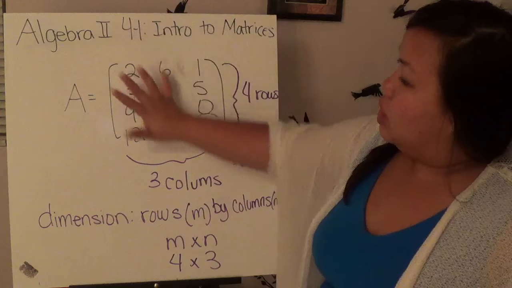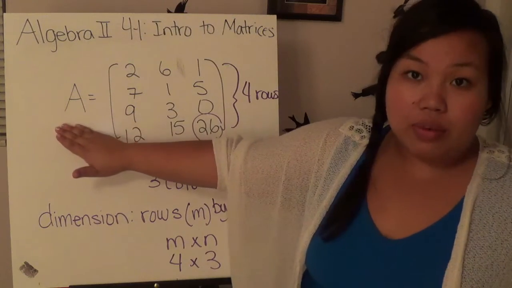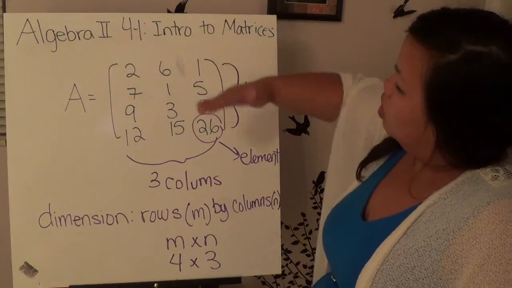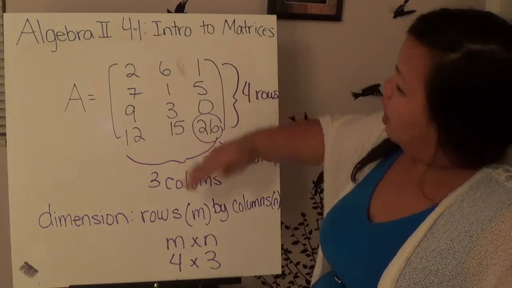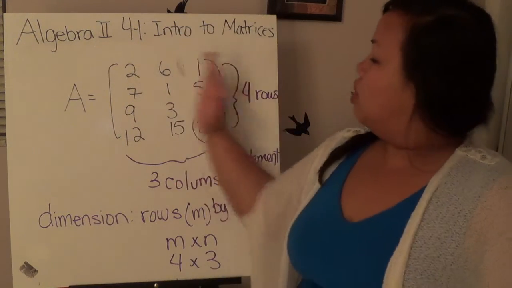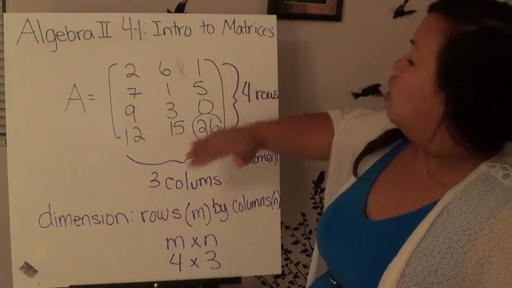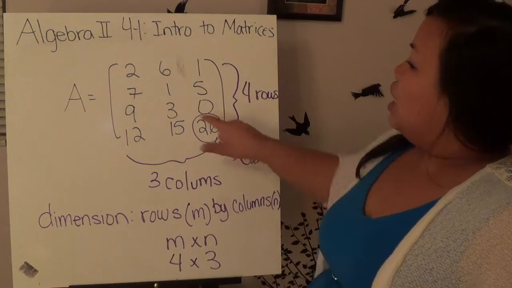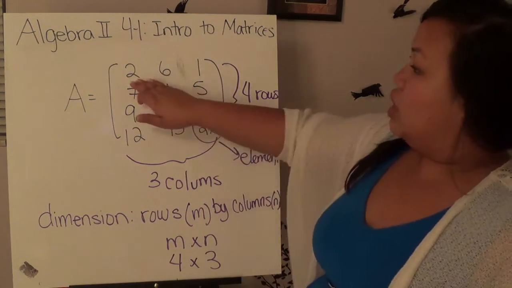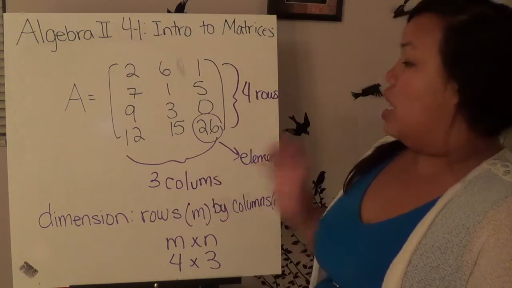This is called a matrix. It's usually represented by a letter, okay? The number of rows we have here is 4, and columns are 3. So we have 4 rows and 3 columns, and each number in here is called an element. When I say an element, that means each individual number in there.